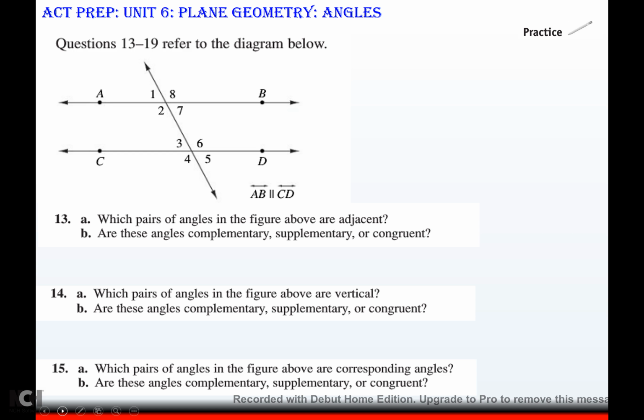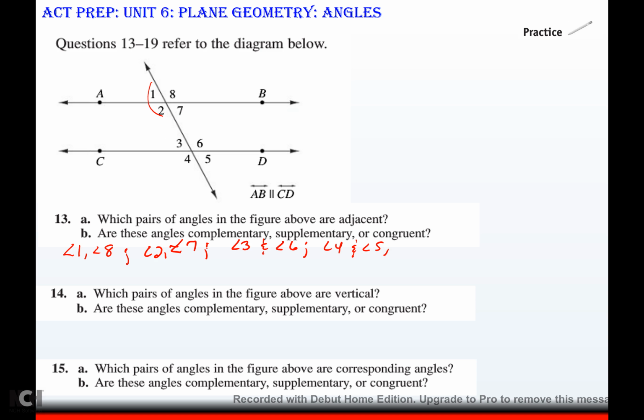Alright, 13 says, which pairs of angles in the figure above are adjacent? You have 1 and 8. I'm not writing that properly. I should do angle 1, angle 8; angle 2, angle 7. Guess I'll separate them with semicolons. 3 and 6, and what order you go in doesn't matter. Angle 3 and angle 6. 4 and 5, angle 4 and angle 5. Those are your sideways ones.